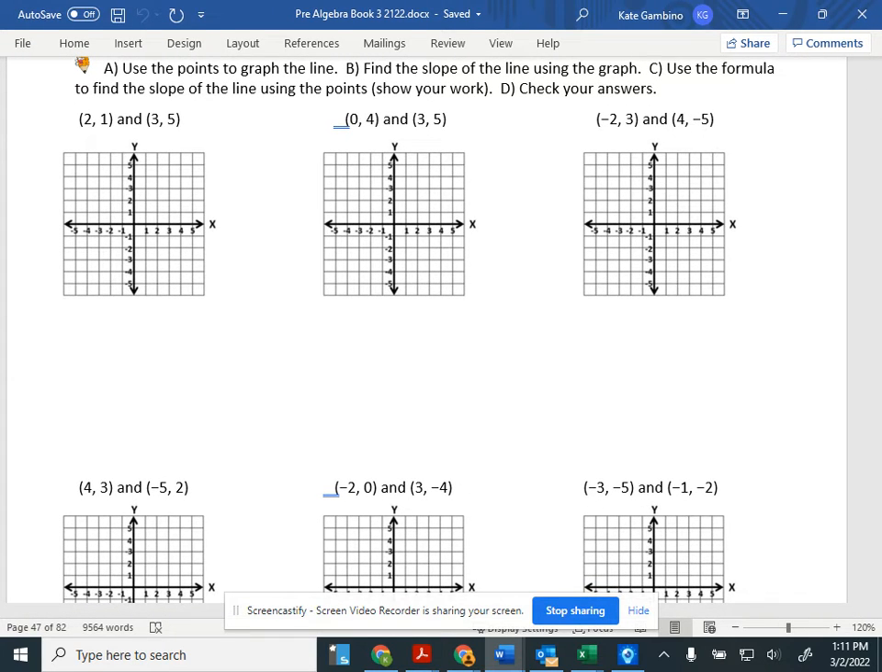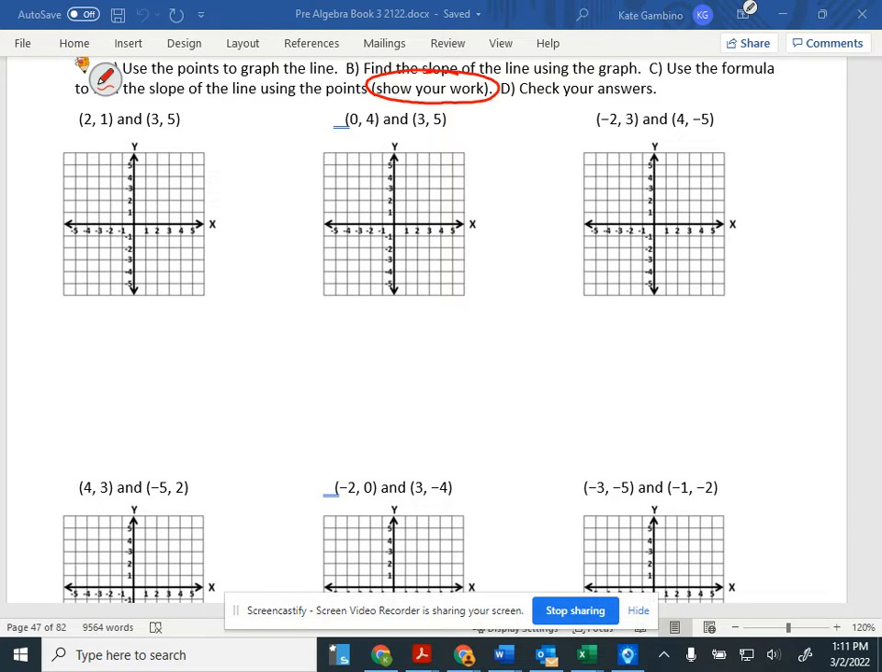Use the points to graph the line. Find the slope of the line using the graph. Use the formula to find the slope of the line using the points. Check your answer. Oh, show your work.